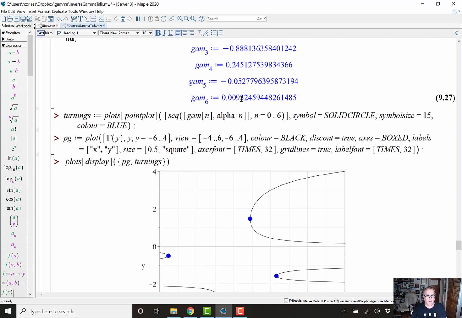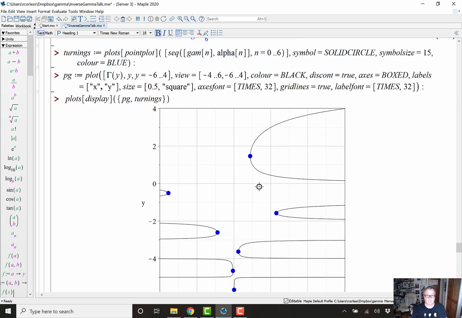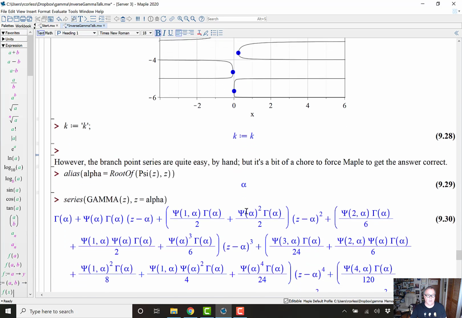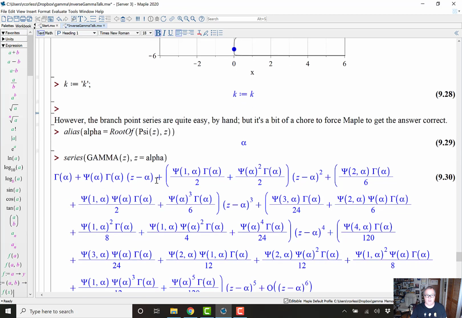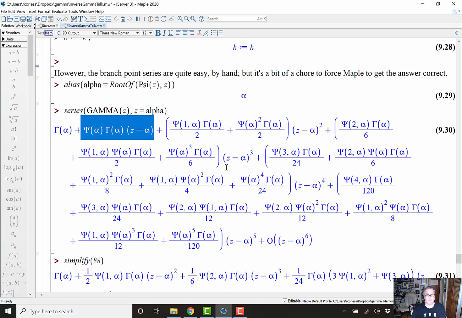So here are the locations of the turning points done in terms of inverse gamma. And now we want to take series of inverse gamma about those points. So we're going to have branches. One series is going to have to go up and one series is going to have to go down. Well, how do we do that? If you plug in alpha as a root of psi of z, then this generically represents all of them. We take the series for gamma about z equals alpha. There we know that that term is going to be 0. So when we solve this series, we're going to get a branch point series out of it.